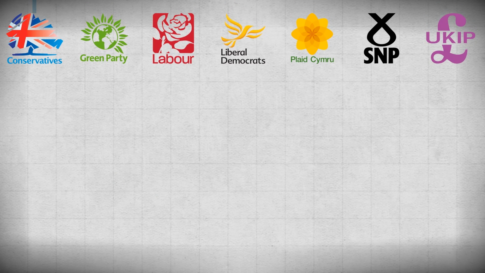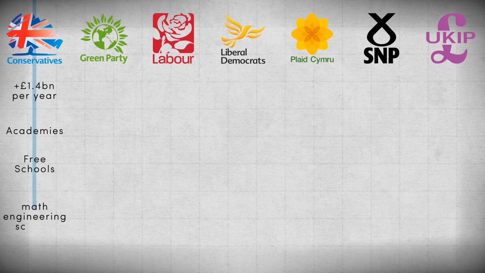The Conservatives plan to invest £7 billion in schools over the next 5 years. They want to turn every underperforming school into an academy and deliver free schools where they're wanted. They also want to put an emphasis on mathematics, engineering, science and computing skills, whilst having no cap on university places.